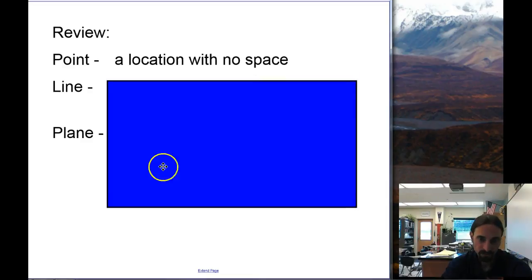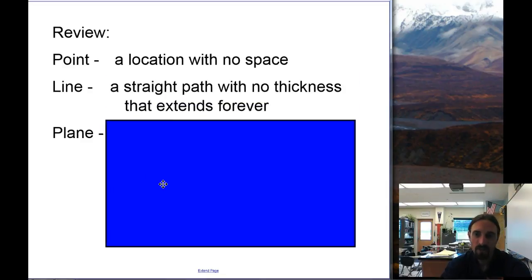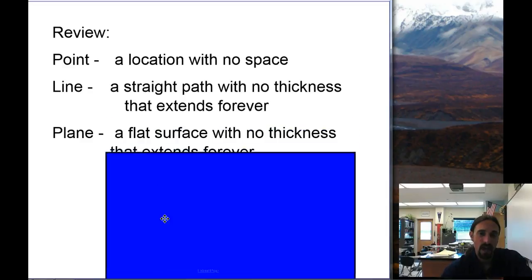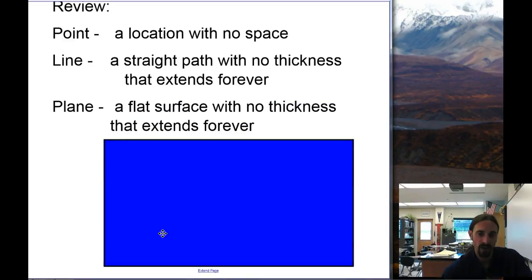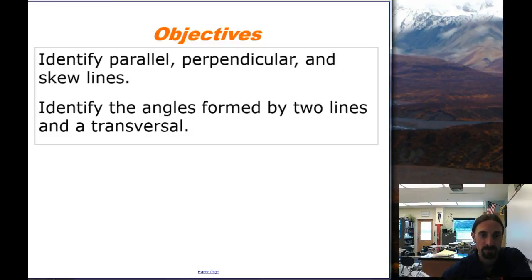So what's a line? A line is a straight path with no thickness that extends forever. So that is considered one dimension, right? Length is one dimension, anywhere along this line. The last one, of course, is a 2D figure called a plane. And a plane is a flat surface with no thickness that extends forever. So that's kind of the review. We're going to review these undefined terms, and then that'll help us make sense of the rest of our world.